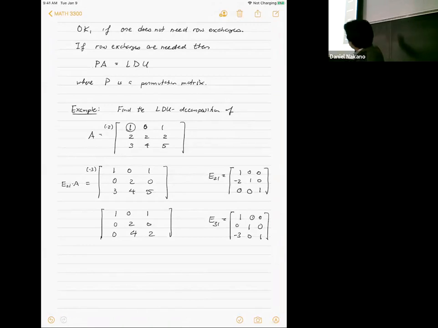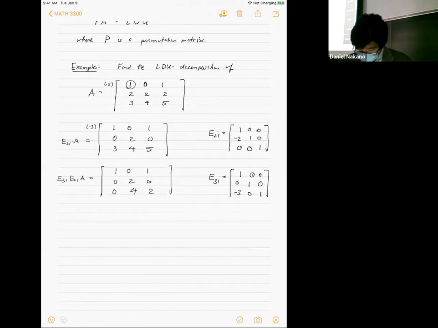So notice that when you take the dot product of -3, 0, 1 with this matrix, the top matrix here, 1, 0, 1, 0, 2, 0, 3, 4, 5, you get the matrix over here. So this is E31 times E21 times A. Okay. All right, so we just have one more to do.